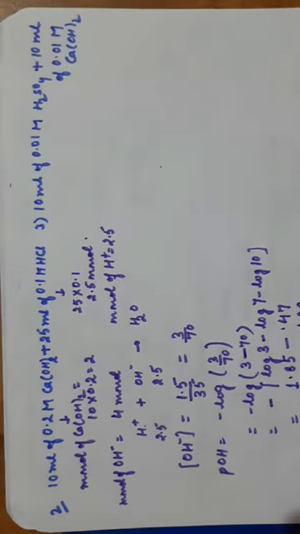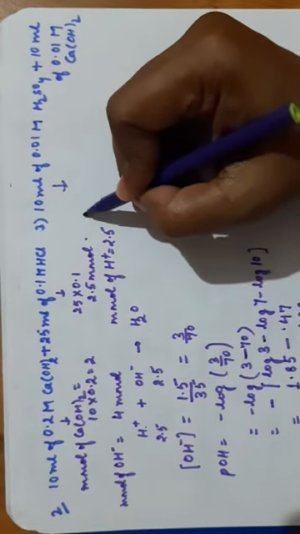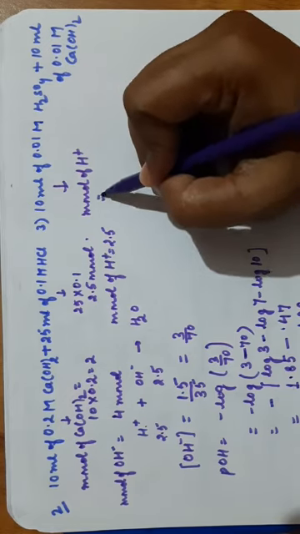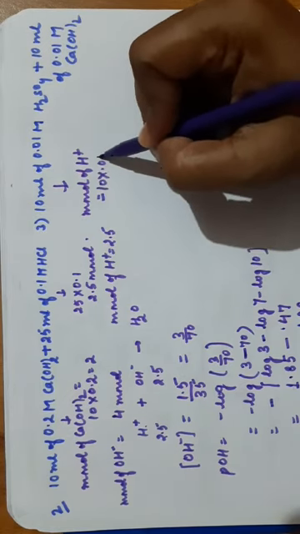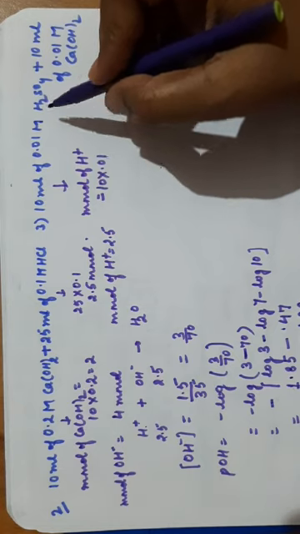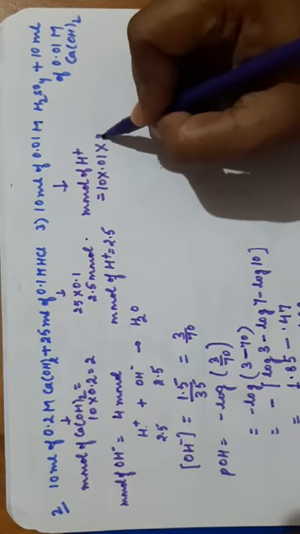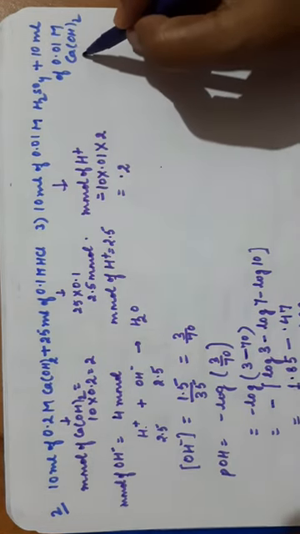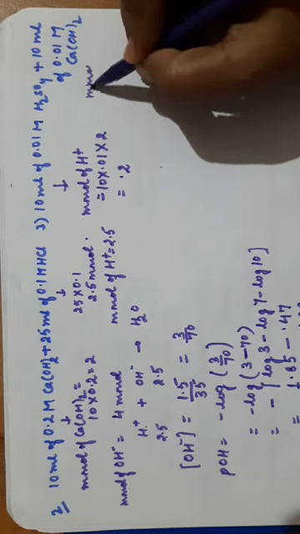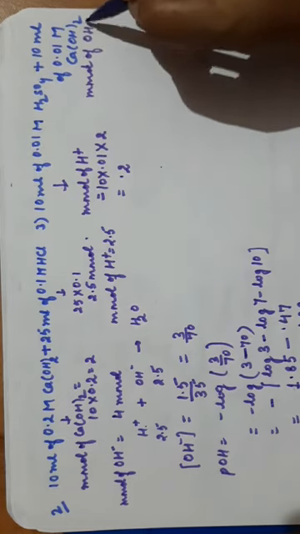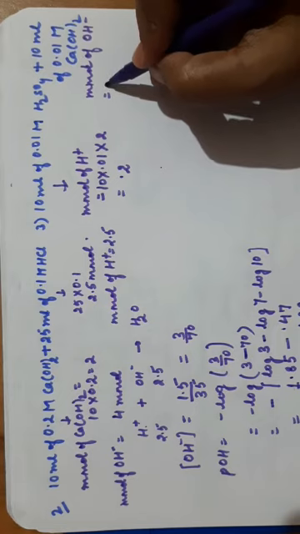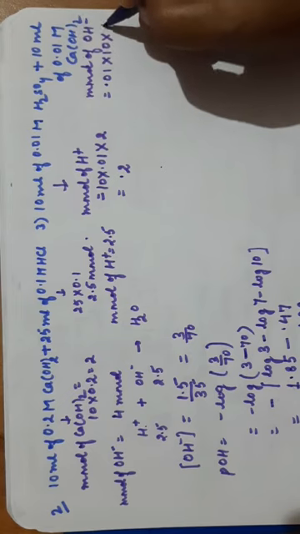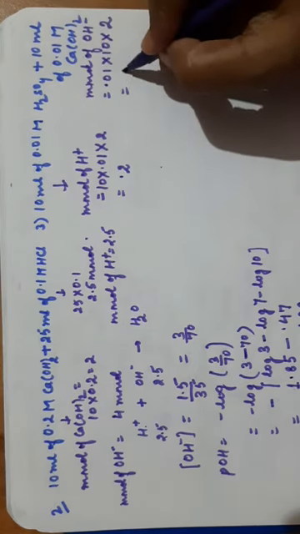Now let us check out this third part. I am calculating the millimoles of H plus directly. The millimoles of H plus will be equal to 10 into 0.01 into 2, because each H2SO4 will give 2 H plus ions. So what you get is 0.2. Clear? Calculate from here millimoles of OH minus. In a similar way we will calculate molarity into volume into number of OH minus ions, 2. So again you are getting 0.2.